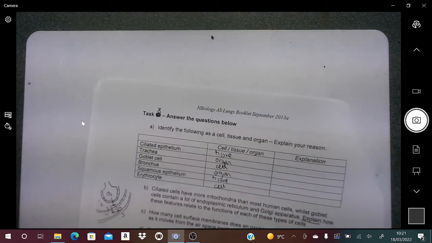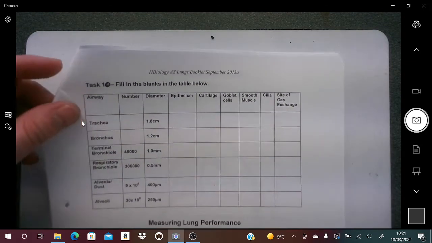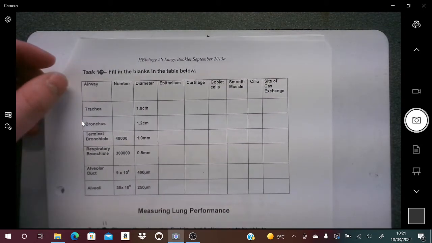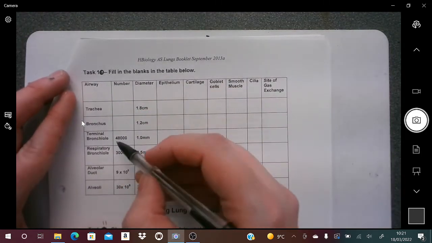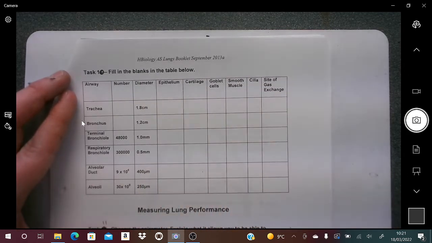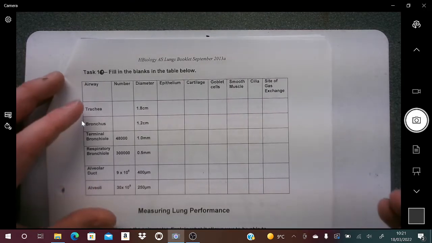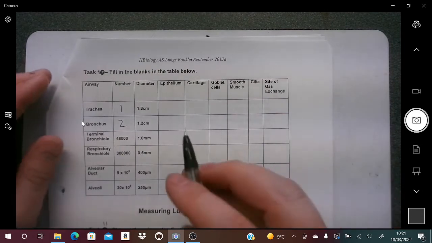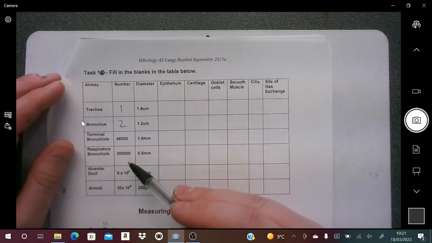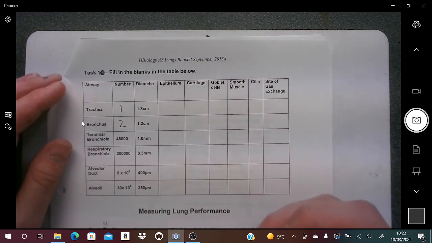Task 9 we should have done, because that's ventilation. So the final task I've asked is task number 10, which is mostly a tick cross sort of thing. A lot of these you're not expected to know, obviously. Everything that's been filled in already is things you're not expected to know. The rest is things that we should be able to work out. So there is always 1 trachea and there's always 2 bronchi. I love the fact eventually it splits into 48,000 terminal bronchioles and 300,000 respiratory bronchioles. They're the ones going to the alveoli.